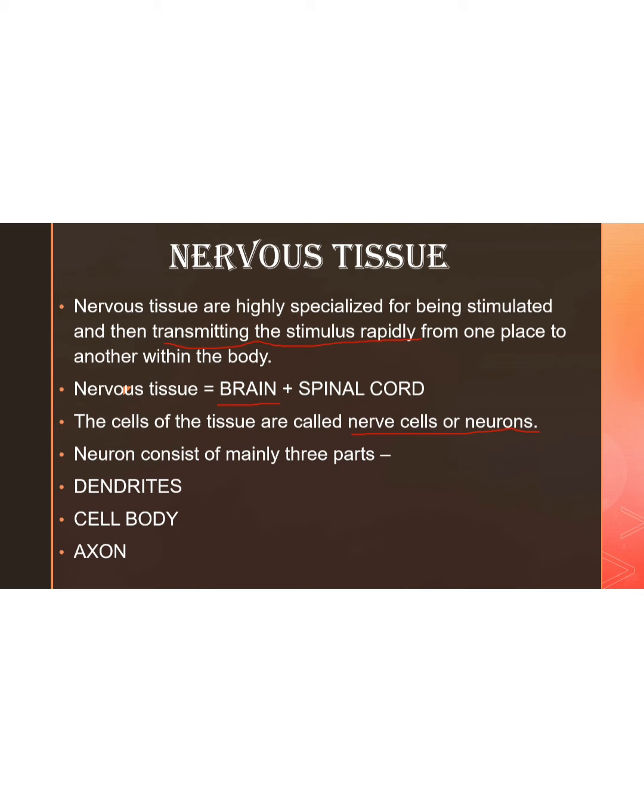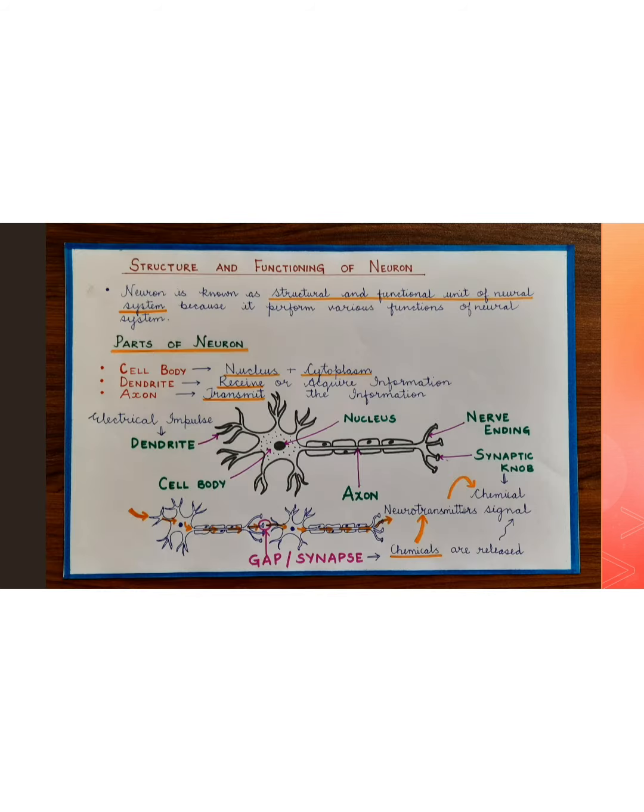It majorly consists of three parts. One is your dendrite, next is the cell body, and next is your axon. Okay, so in this structure, you can all see there are three different parts of a neuron. The cell body consists of nucleus and cytoplasm. Next, the dendrite consists of hair-like structures which help in acquiring the information. The axon is an elongated structure which helps in transmitting the information to the nerve endings.